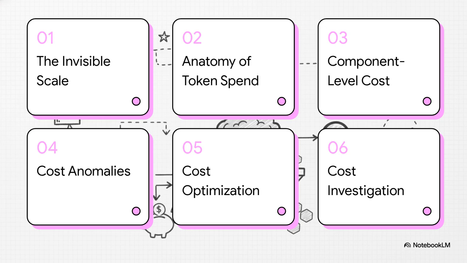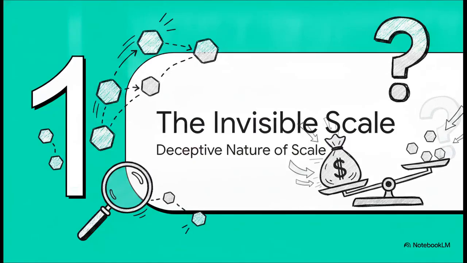Here is our exact blueprint for today's explainer. We'll start with the invisible scale problem, break down the anatomy of token spend, look at component-level attribution, anomaly detection, optimization levers, and then tie it all together with a real-world cost investigation. Okay, let's dive into this.